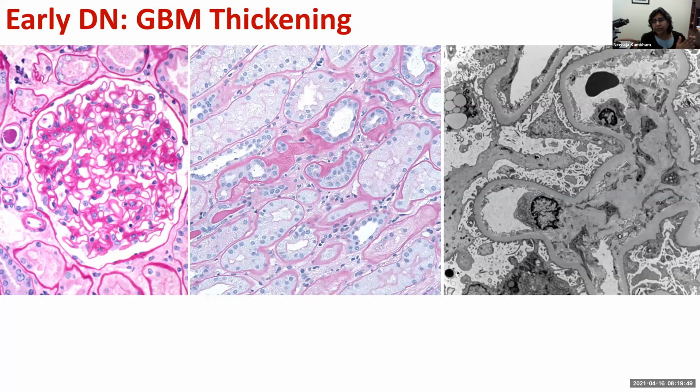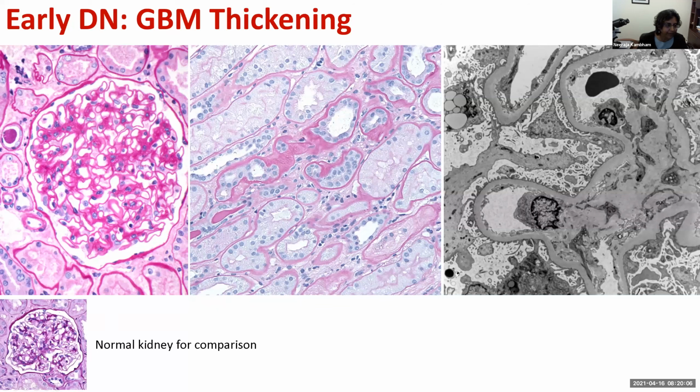So let's look at some of the glomerular changes that we expect to see as the diabetic nephropathy is progressing. The earliest change is GBM thickening, as I've told you. I guess this is a glomerular sphere here with diffusely thickened glomerular basement membranes. And I just put a normal for comparison. I know it's not at the same magnification, but you can see that the glomerular basement membranes are severely thickened, and so are the tubular basement membranes here, okay?